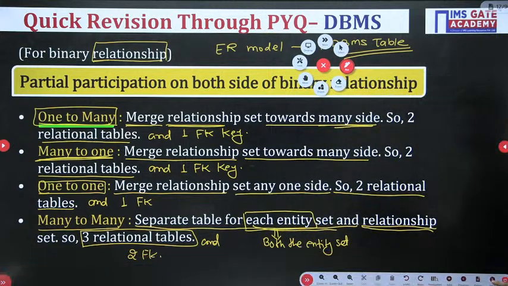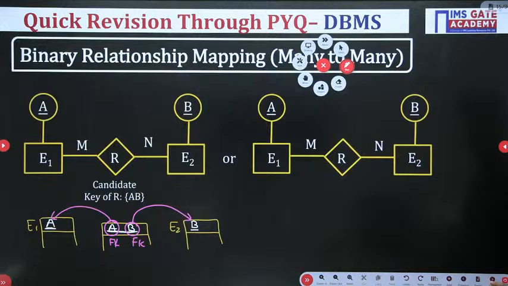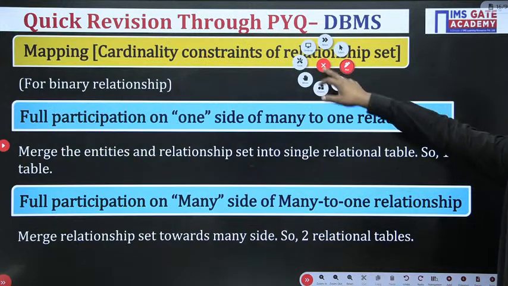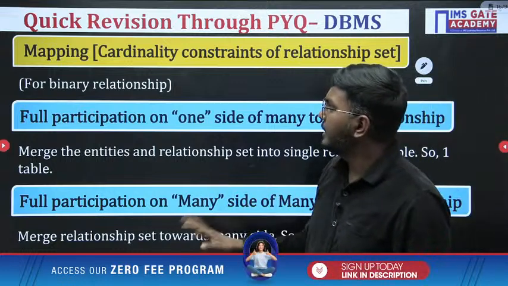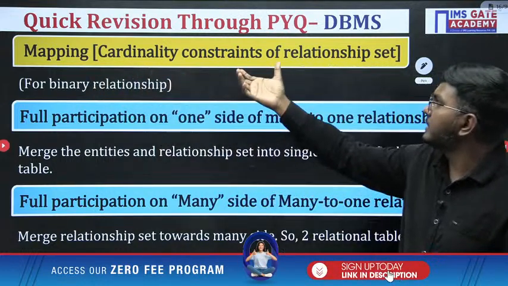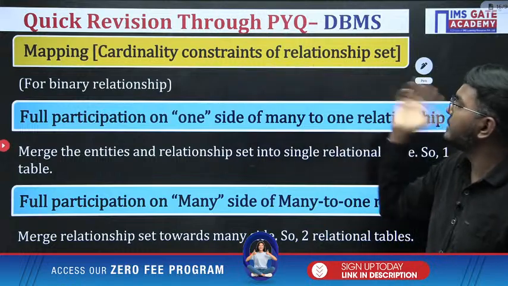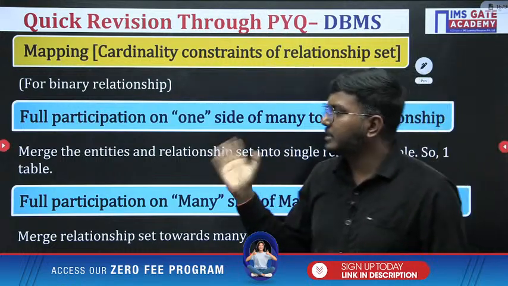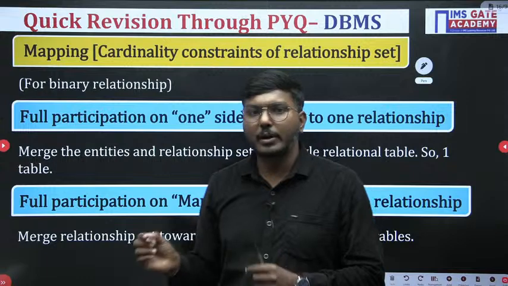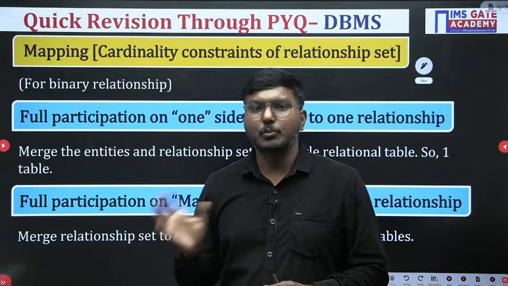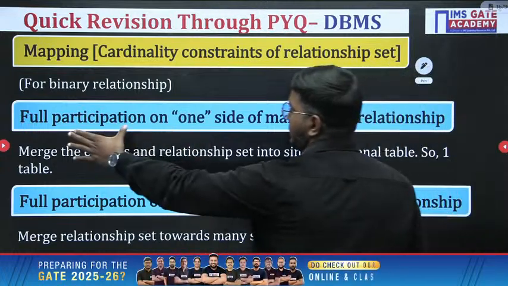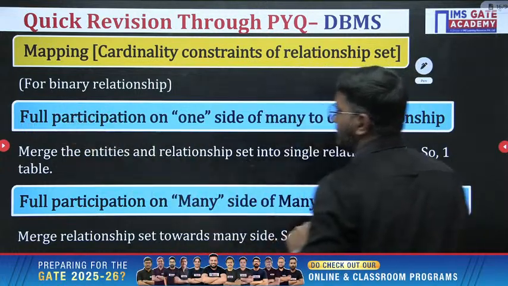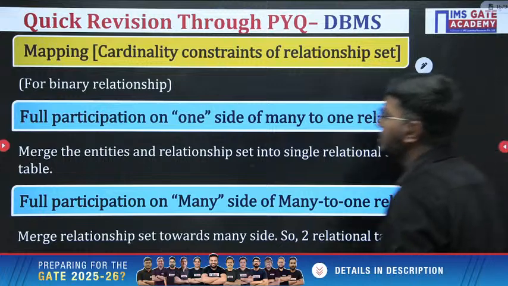Now let's see here. Next is our... Now see, everything is the same. So mapping here is the cardinality constraints of the relationship sets. We will discuss all the mappings here: 1 to 1, 1 to many, and many to many. Now let's change the participation. Now let's take here.